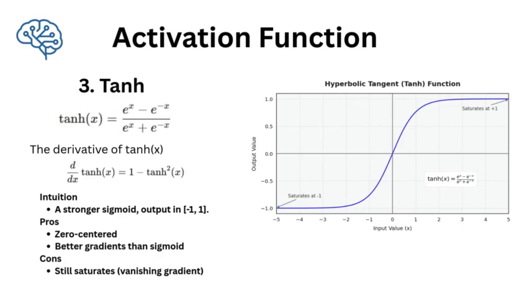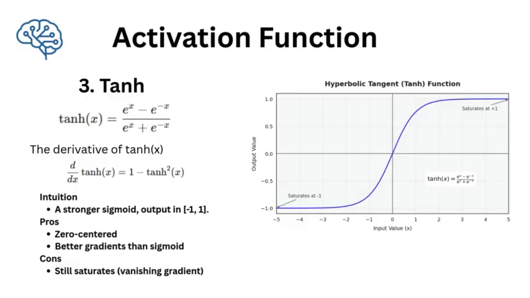Today we are going to discuss the tanh activation function, or hyperbolic tangent activation function. The tanh function is mathematically defined as tanh x equals e to the power x minus e to the power minus x, over e to the power x plus e to the power minus x. If we look at its graph, we can see that tanh smoothly maps the input values into the range -1 to +1. For large positive inputs, the function saturates at +1, and for large negative inputs, it saturates at -1.